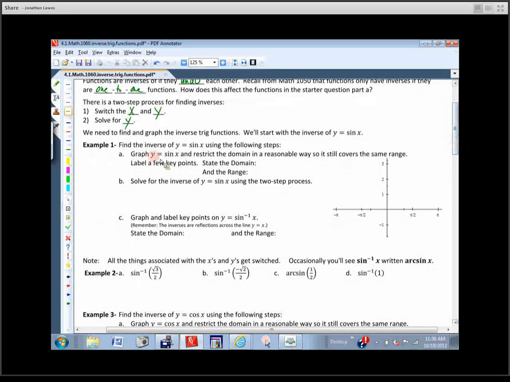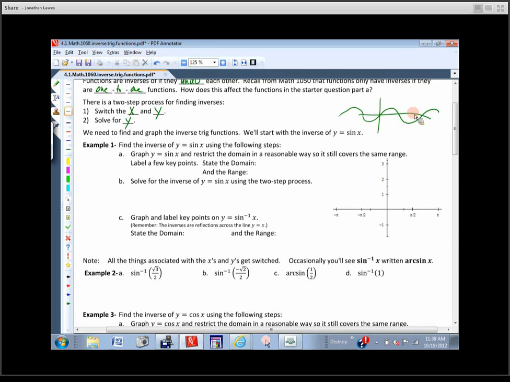So it says graph y equals sine x and restrict the domain in a reasonable way so it covers the same range. So I'm just going to draw a sketch up here. You don't have to draw anything on your paper. Just a quick reminder, this is what sine looks like. Now, if we're talking about a function, is that a function? It is. Okay, what's its domain? Its domain is from negative infinity to infinity, right? You can plug in any angle you want and it will tell you what the ratio is.